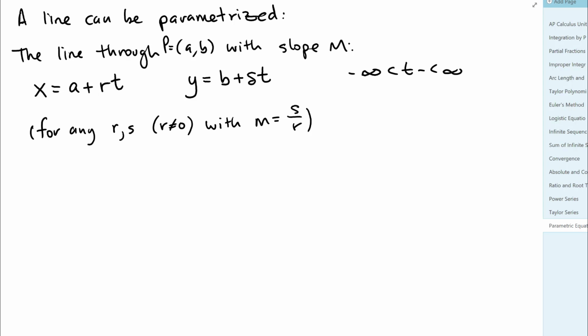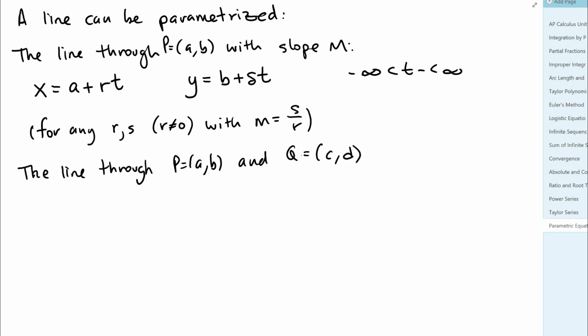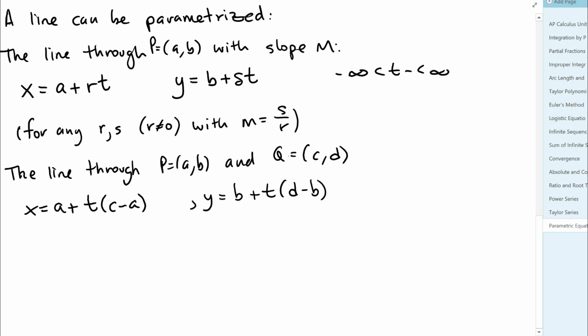And that works nicely if you have the slope. If you don't have the slope and you just have 2 points, say P and Q, then the x value will be a plus t times c minus a. The y value will be b plus t times d minus b. And again, this will work on any time. So let's take a look at this through an example.